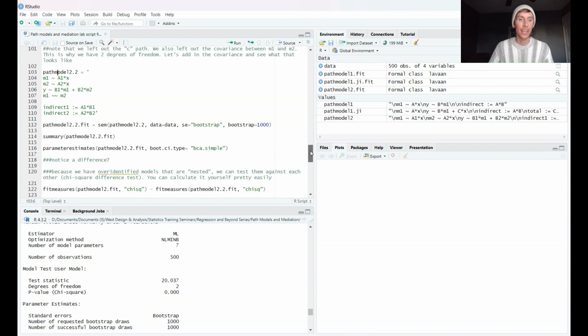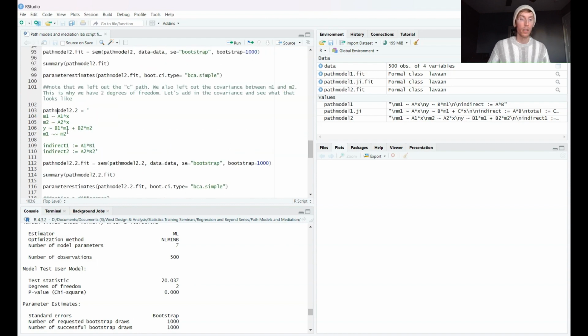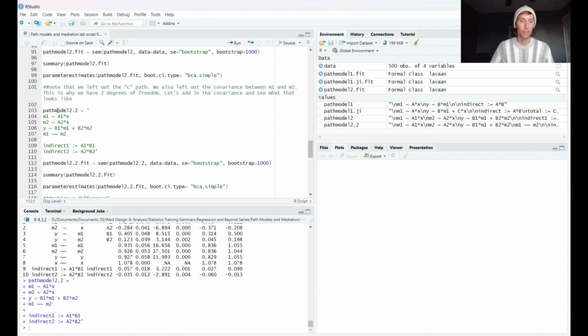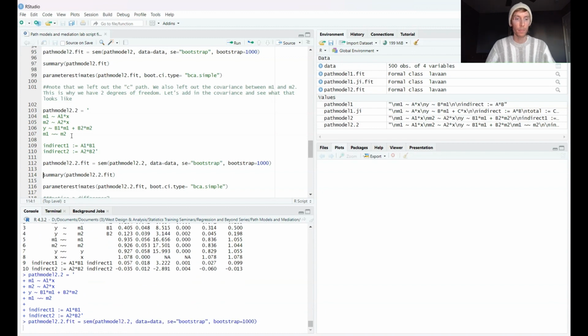So we can add different things. Just starting as one basic point here, let's add in that covariance between the mediators. Running through the same steps. And notably here, you'll see I did 2 tildes. That specifies a correlation or a covariance between variables.